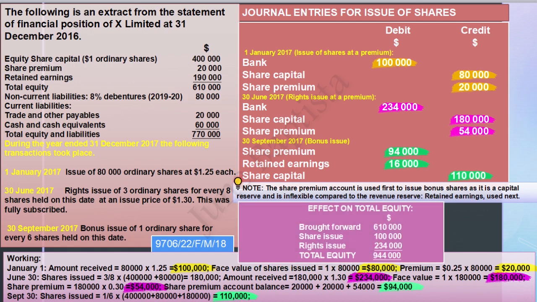Let us now look at the effect on total equity. Total equity brought forward was $610,000. Added to that, there was a share issue of $100,000 plus a rights issue of $234,000 to give us a total equity of $944,000.